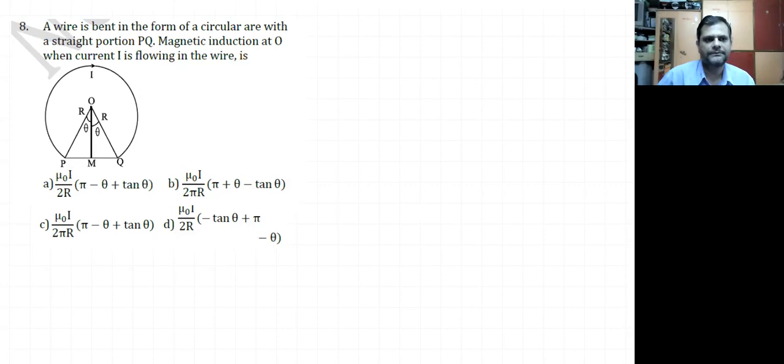Now let us see how to solve this. So basically the wire is bent in the form of a circular arc with a straight portion PQ here. Okay, तो ऐसा ये circular arc है और यहाँ पे straight portion भी है. This is the straight portion and this is the circular arc like this. Okay, so here we want to find out the magnetic induction at the point O here.